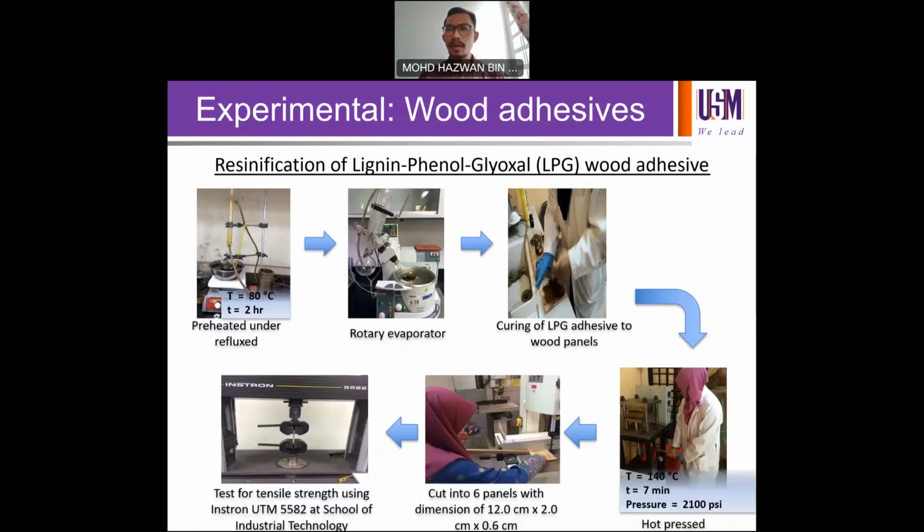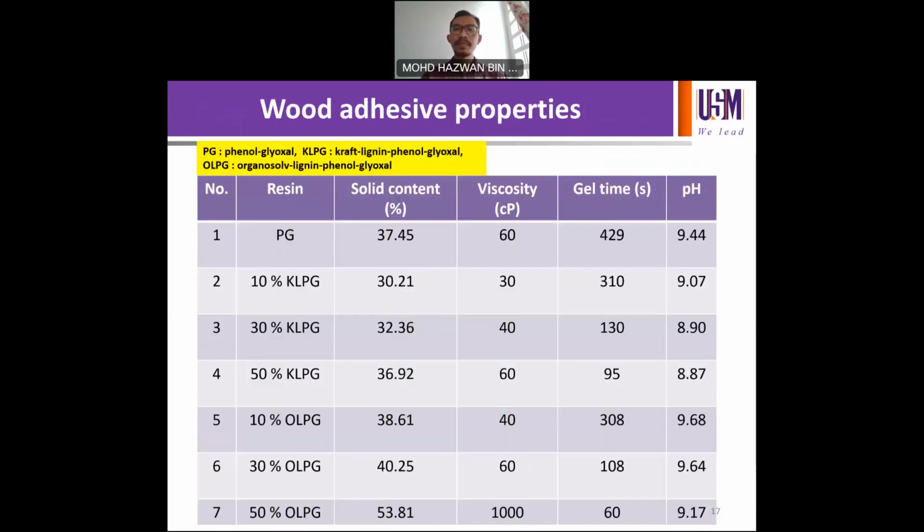After we obtain the resin, we concentrate it, and then we apply it on the plywood. It's a 3-layer plywood following a standard. Then it is cured using a hot press and cut into different dimensions. This is also following ASTM standards, and it is subjected to a UTM machine, universal tensile machine, to study the tensile properties, modulus of elasticity, and internal bonding.